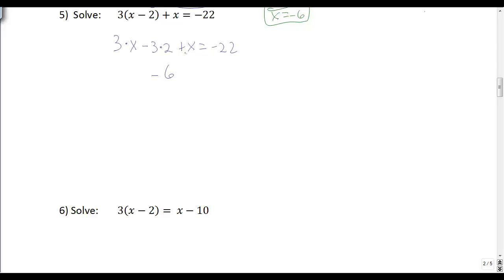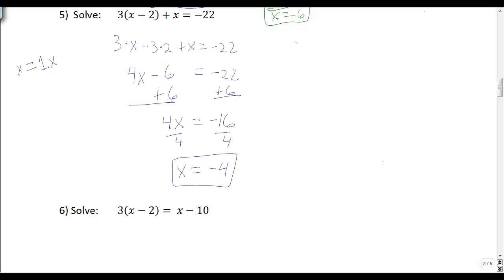But I have the 3x plus the x. That gives me 4x, since this x is really 1x. I'm doing 3 plus 1 is 4. So that equals -22. Now I'm going to try to isolate the x. Adding the x and the 3x gave me 4x, so I only have x in one spot now. Now I'm going to add 6 to both sides, and this is very similar to some problems we were doing earlier. I get 4x equals -16, and then I divide by 4, and I get x equals -4.